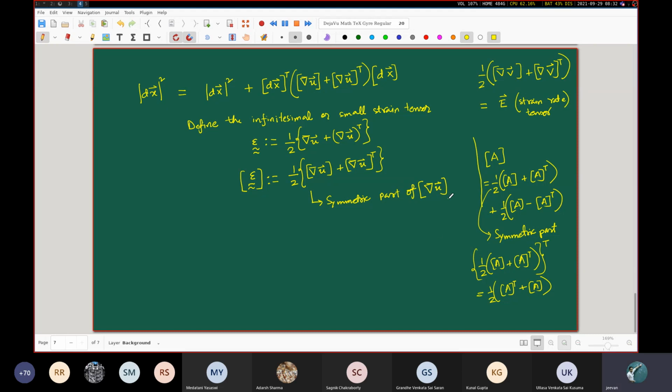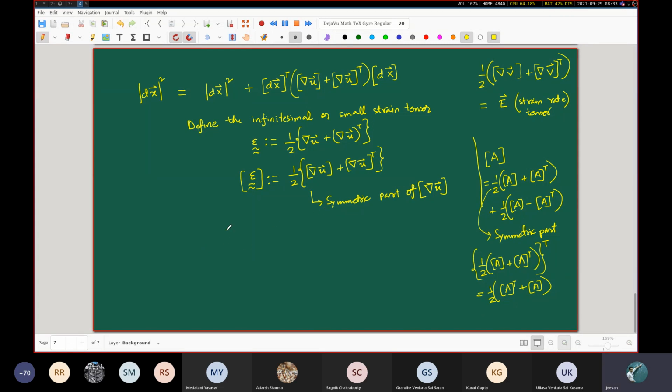So whenever you have any matrix, and this is just a special example, gradient of u, this matrix will have a symmetric part, and that symmetric part is what is referred to as the infinitesimal or the small strain tensor. This is extremely, extremely important. Why? Because it gives us a connection between the various components of the strain tensor and the derivatives of the displacement.